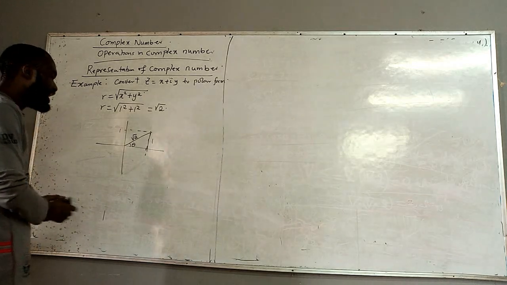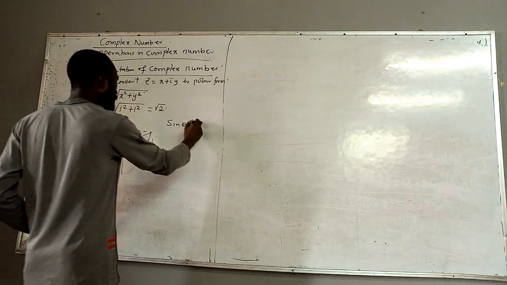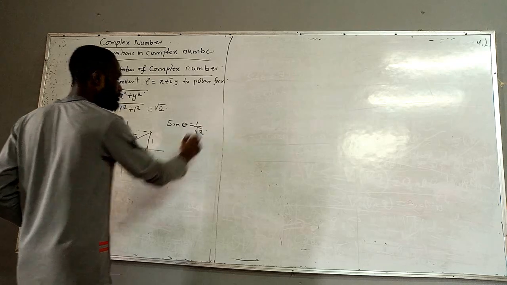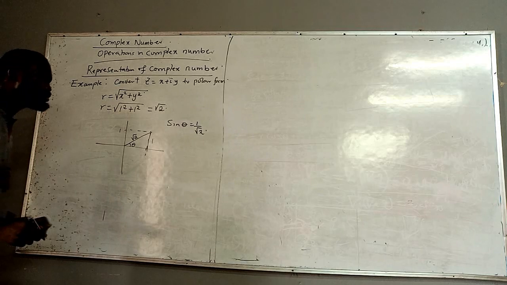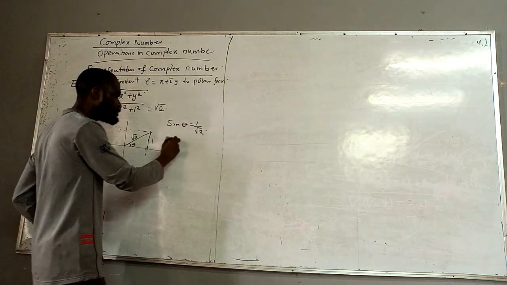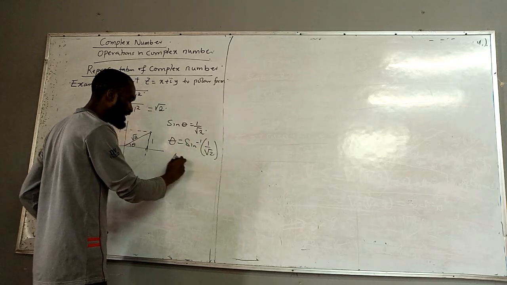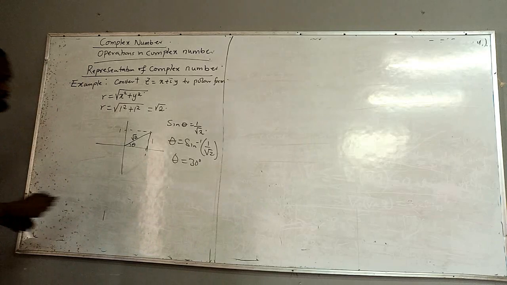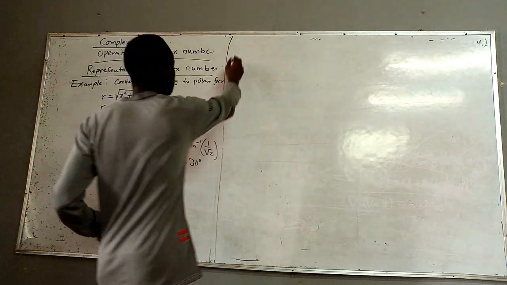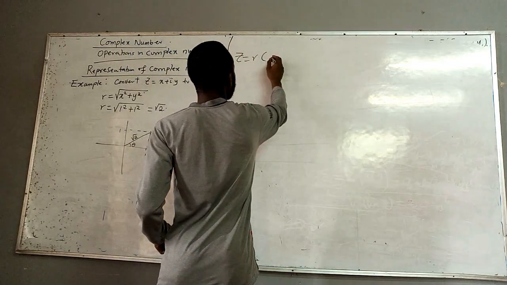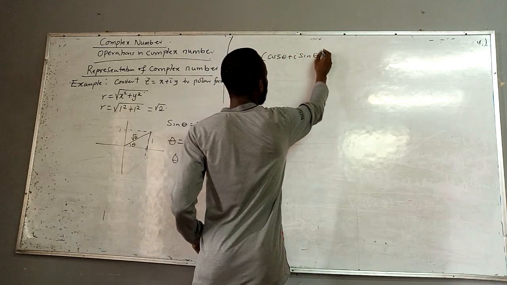Now, if I use sine, I will say sine theta equals 1 over root 2, that is, my opposite is 1 and my hypotenuse is root 2. Theta will just be sine inverse of 1 over root 2. I think this will give me 30 degrees. Then I can easily go back to the polar form formula, which says z equals r into cos theta plus i sin theta.